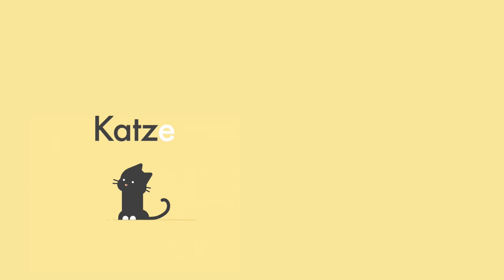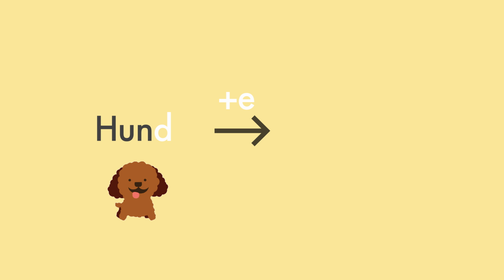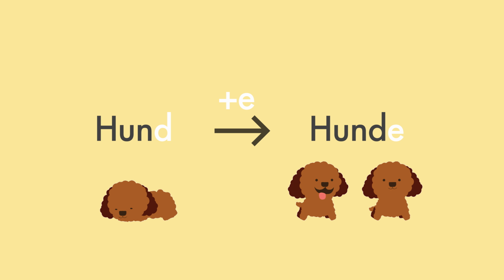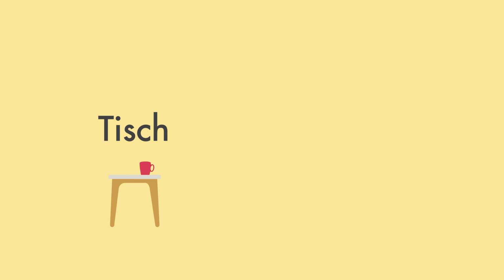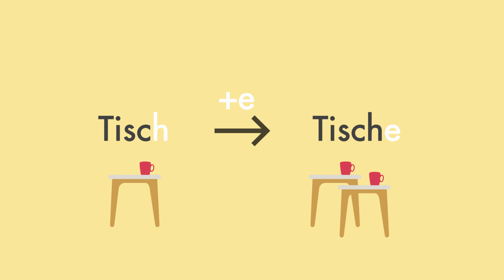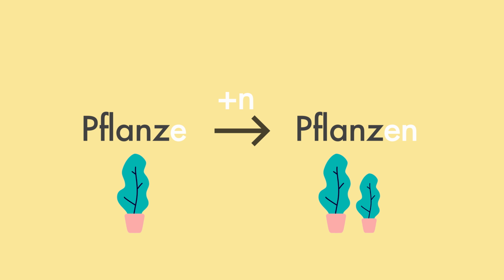And the most important rule is that if a word ends with the letter E, German E, then the ending is en. If a word ends with a consonant, then the ending is e. Like, for example, Tisch, Tische. Pflanze, Pflanzen. Tag, Tage. Idee, Ideen. Kurs, Kurse.